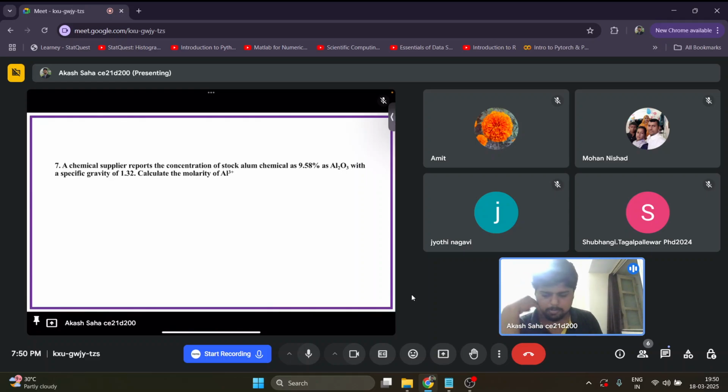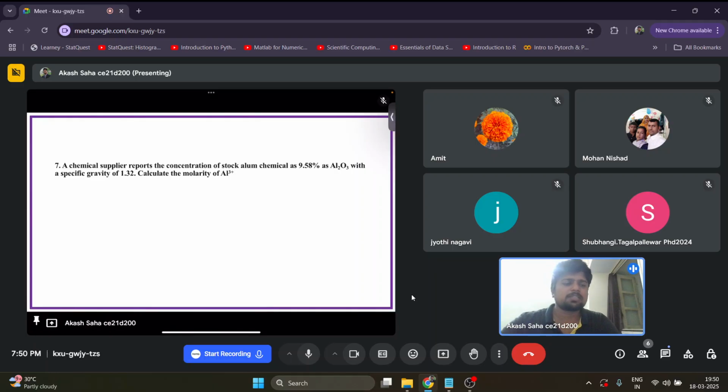Now the next problem. It says that a chemical supplier reports the concentration of stock alum chemical as 9.58 percent as Al2O3 with a specific gravity of 1.23. Calculate the molarity of Al3+. These questions are not related to coagulation or flocculation, anything. These are simple chemistry.